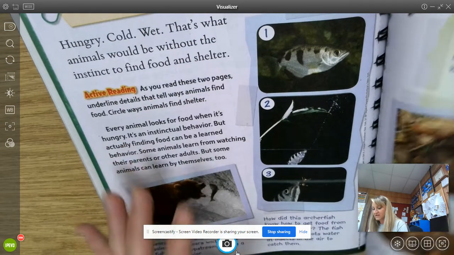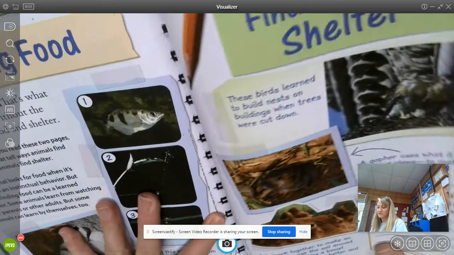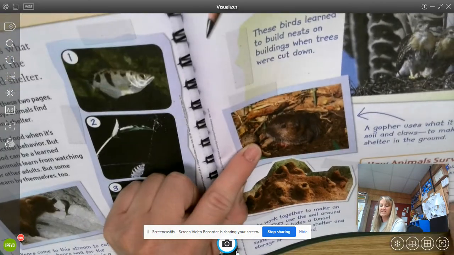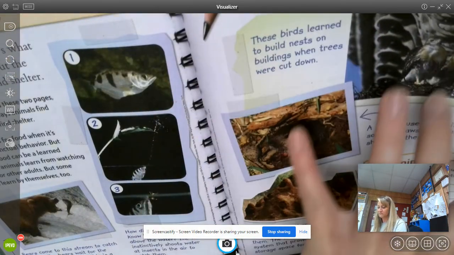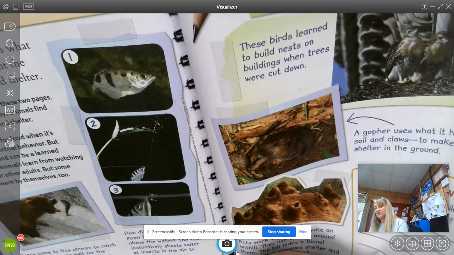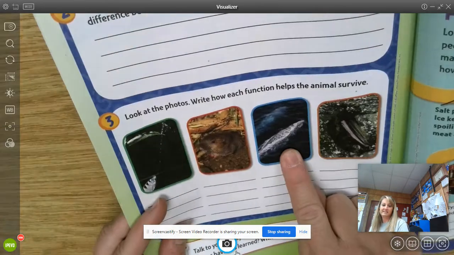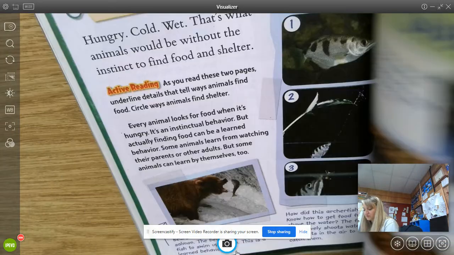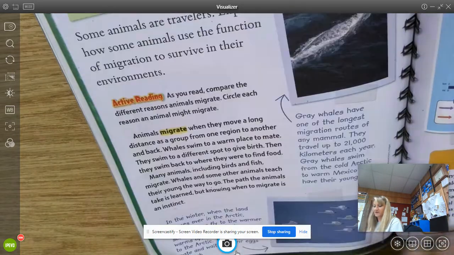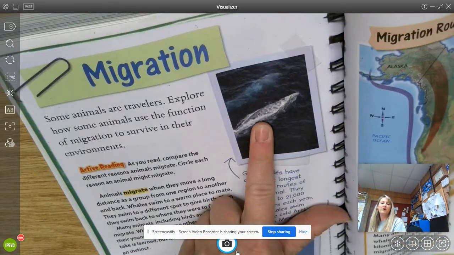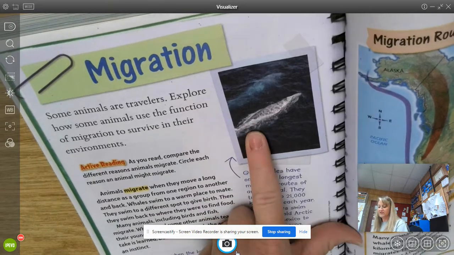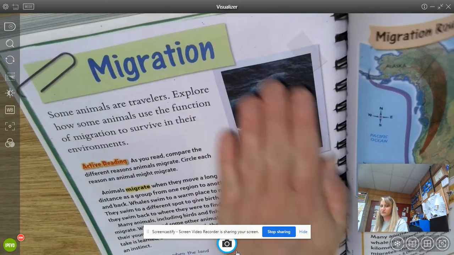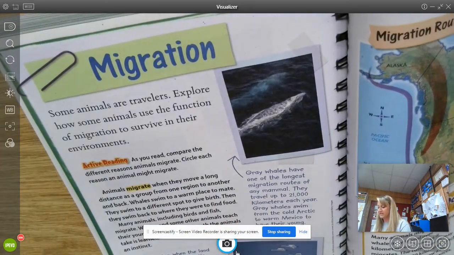Okay, the second one is the little gopher. He's right here. What does he do to help him survive? The third picture is this one. So you go find that picture. Here it is right here. What function does it do to help it survive? It goes with the picture. Remember, the caption will probably tell you the answer.